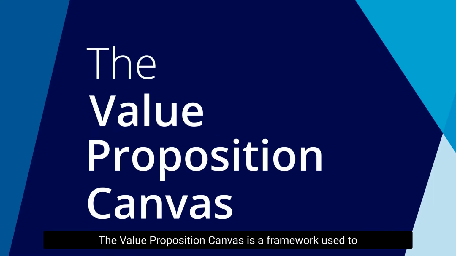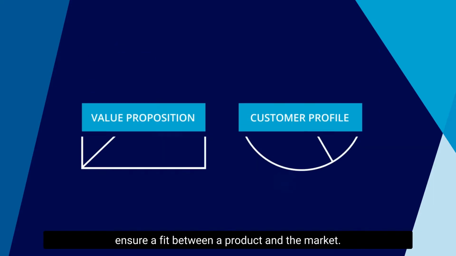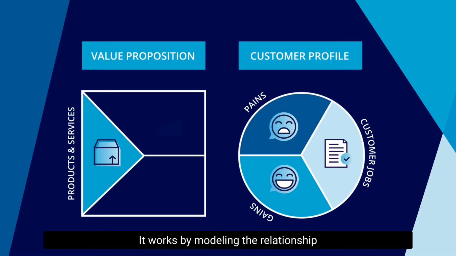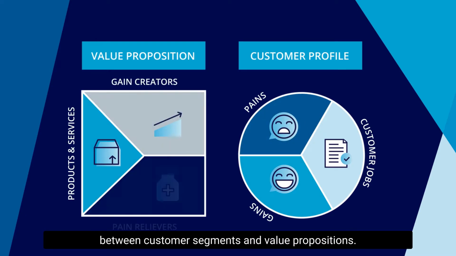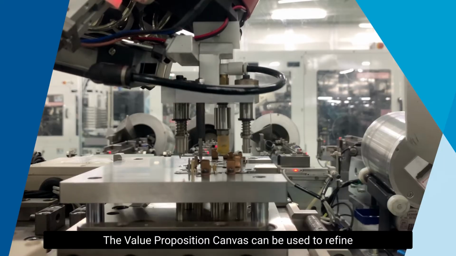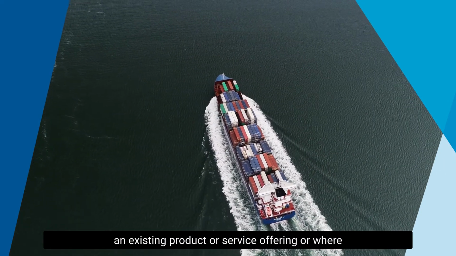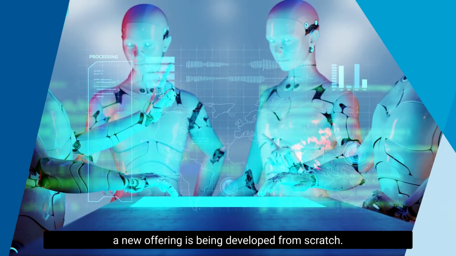The value proposition canvas is a framework used to ensure a fit between a product and the market. It works by modeling the relationship between customer segments and value propositions. The value proposition canvas can be used to refine an existing product or service offering, or where a new offering is being developed from scratch.